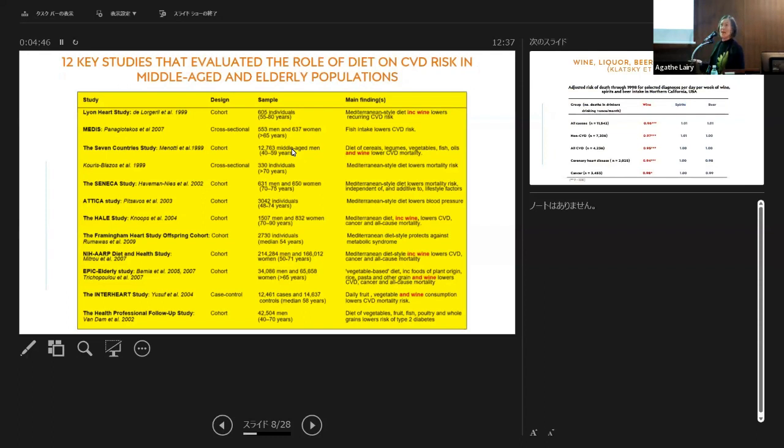Now, there were 12 key studies. I'm not going to test you on this, as I would say to my students, but just to say that there were quite a few coming out from different countries. It was so nice to see that it wasn't just one country showing all these effects. But what was important was that the Mediterranean diet style, which included wine, lowers risk, lowers blood pressure, and lowers cardiovascular disease. They were all very, very consistent in their conclusions.